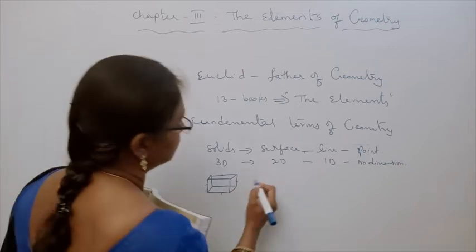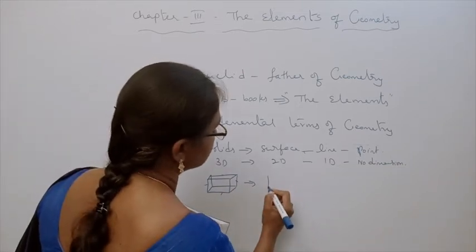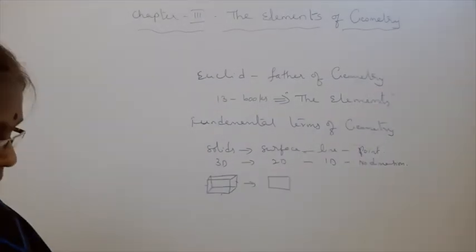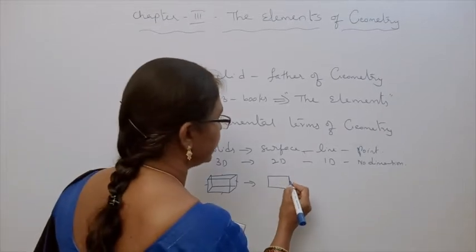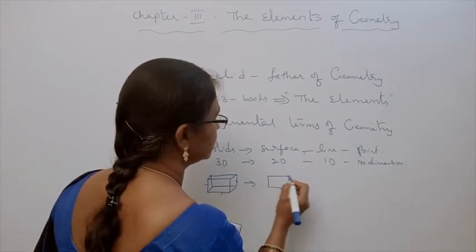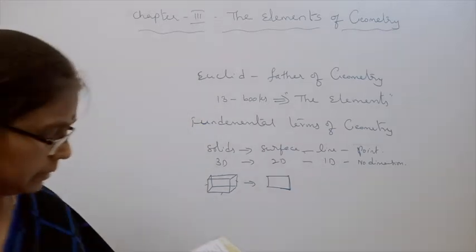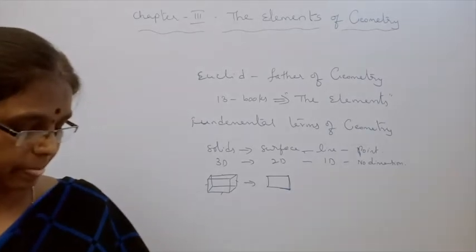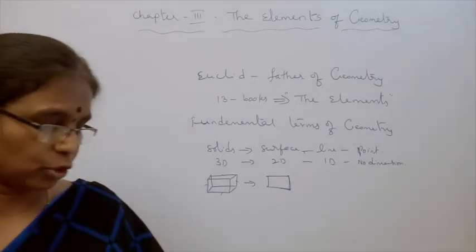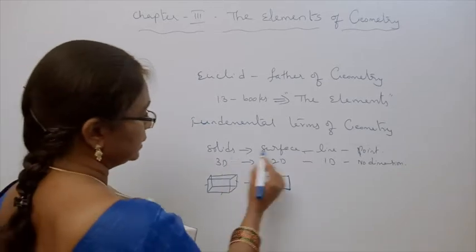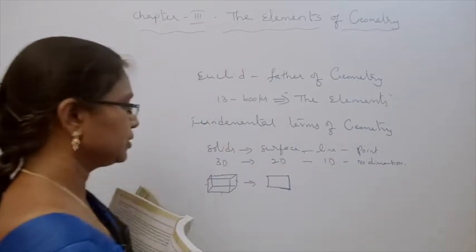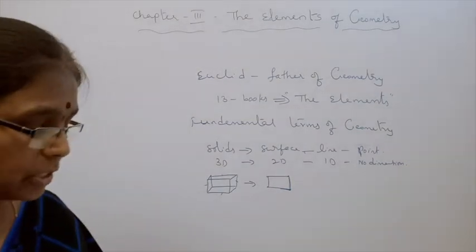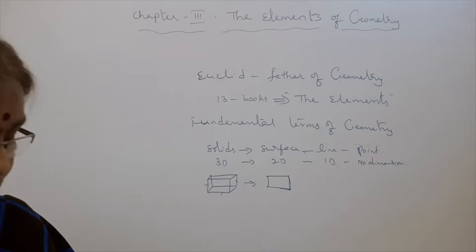Now, if you remove one dimension, thickness, then you will get a surface, like a rectangle shape. When two lines meet, you get a point. This is the point, this is the point, this is the point. The ends of the lines we call points. Consider the steps from solid to point: solid, surface, line, point. Solid has 3 dimensions, surface has 2 dimensions, line has 1 dimension, point has no dimension. These are the fundamental terms of geometry.